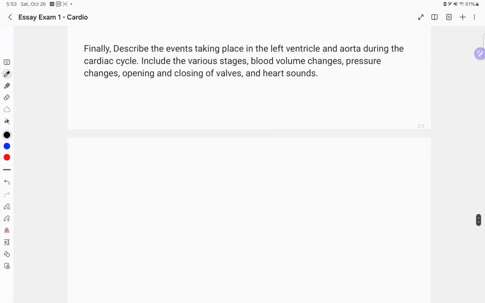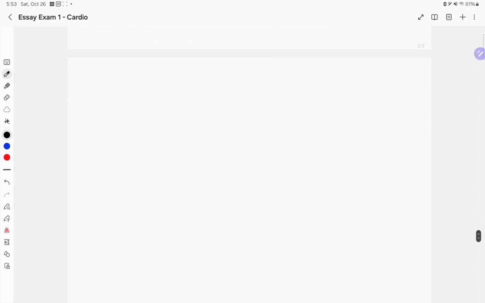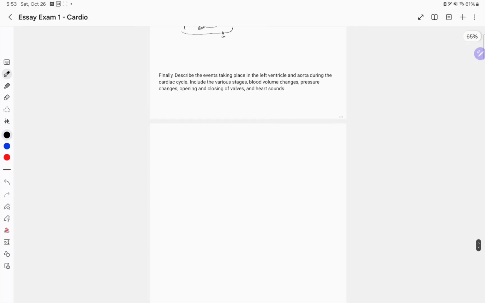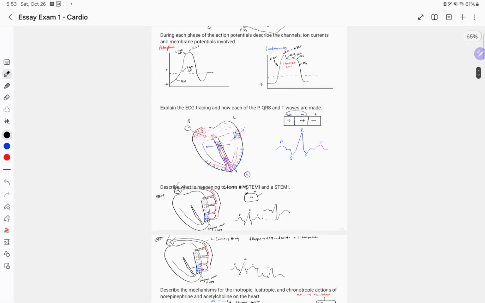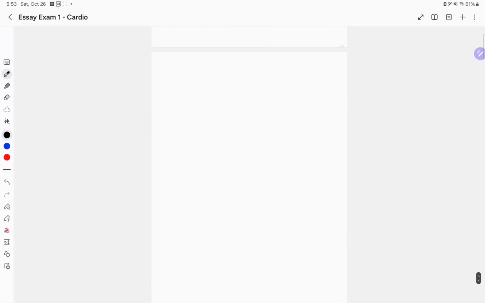And finally, as we talk about the cardiac cycle, the different stages, okay? This will be like our grand finale here. So we've already gone over all this stuff. Let's kind of wrap this up.